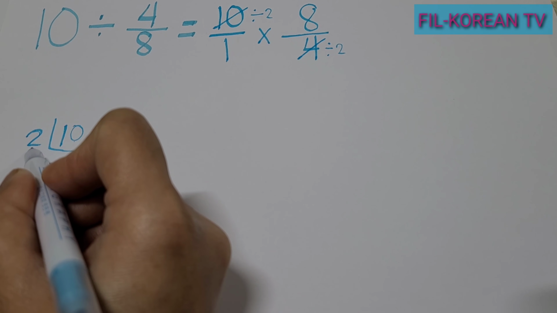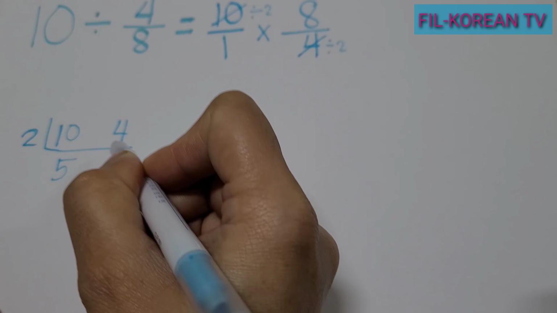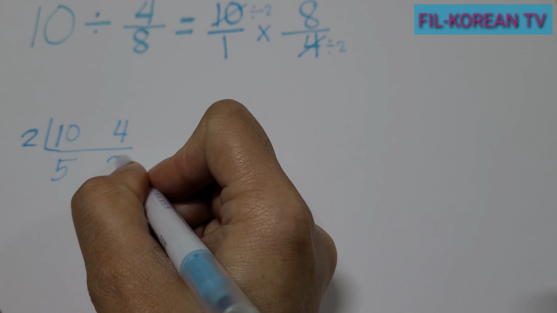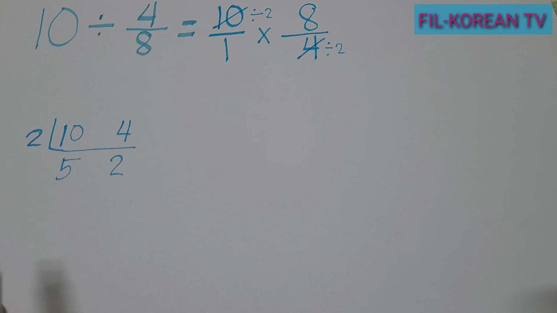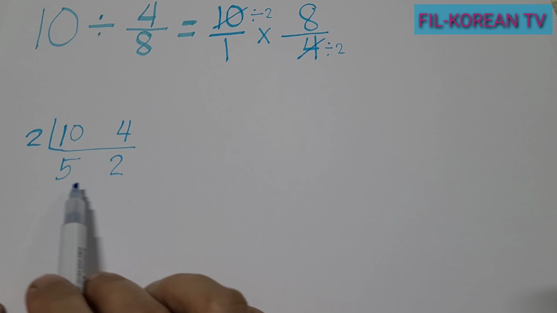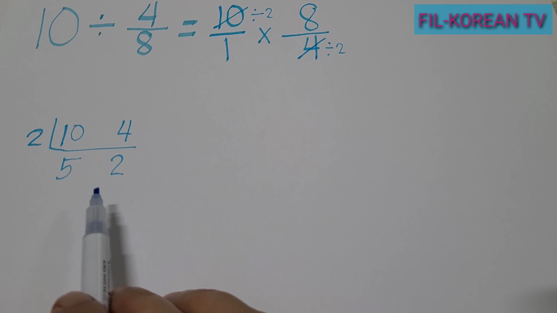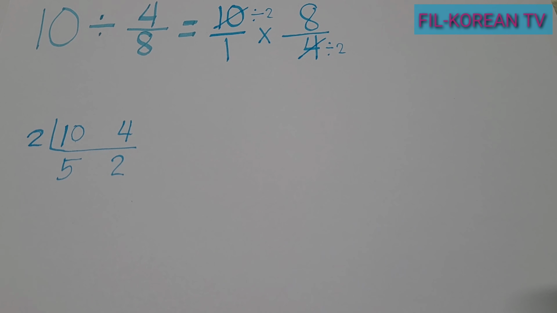10 divided by 2 equals 5. 4 divided by 2 equals 2. Okay, yung 5 at saka 2 pareho ng prime numbers. Kaya wala nang makaka-divide sa kanila maliban sa 1. So, hindi na natin sila i-divide sa 1 kasi ganun pa rin naman yung result.